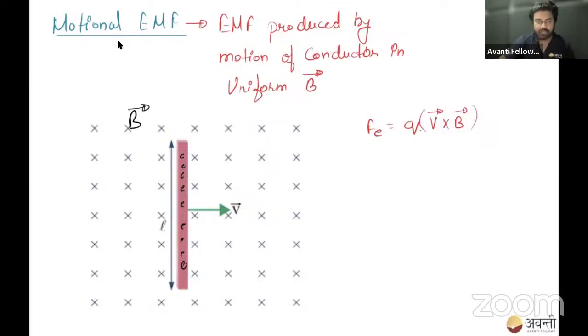Which rule do you use? Right hand palm rule, something is there, right? Tell me, quick. Do you remember the palm rule? To find the force on any charge moving with velocity v in a magnetic field, you can also do just v cross B, correct? Because the force on an electron will be qv cross B.